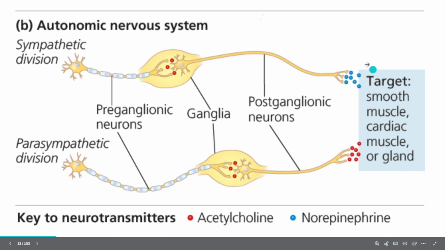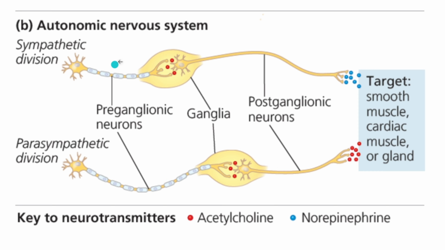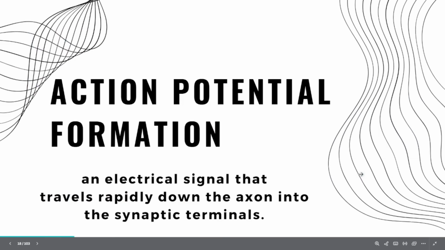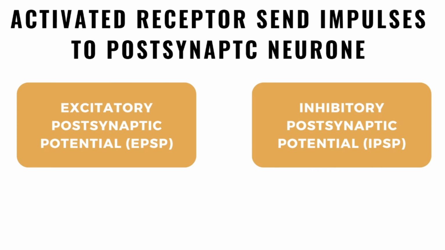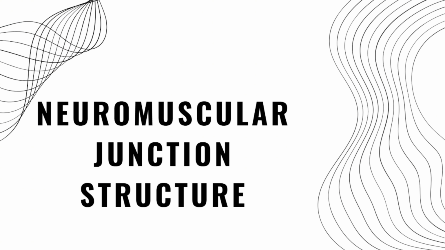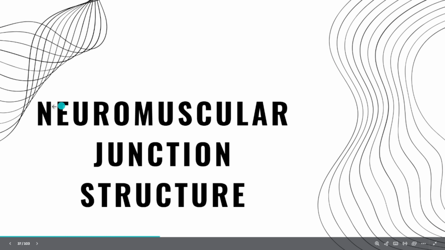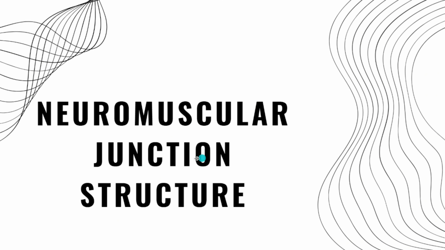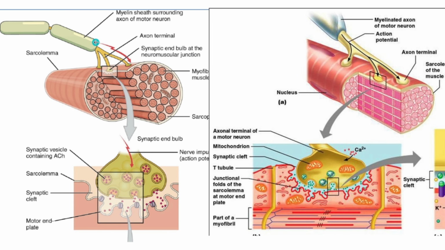Because after the efferent neuron is the muscle already. So it is a junction between here. It is also one type of synapse, but the target is not a neuron, the target is muscle. So this is what we call the neuromuscular junction. Neuro, nerve; muscular, muscle; junction structure. So this is the neuromuscular junction.